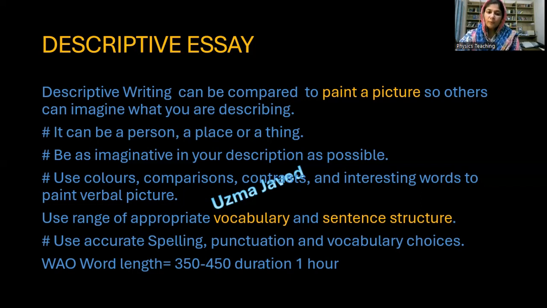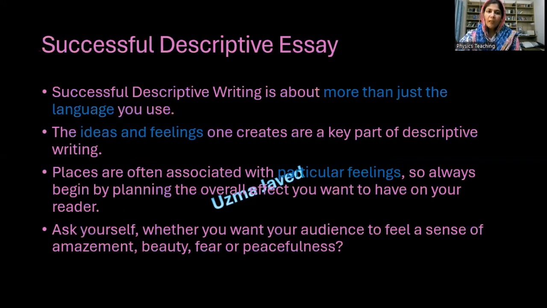Your spellings must be accurate. Your punctuation and vocabulary choices should be appropriate to the task. Word length requirements are the same as in the narrative essay, and the duration is also 60 minutes. So you have to plan and write accordingly, because enough time has been allocated to you to attempt even this type of essay. Now, what are the requisites? What are the steps to achieve success in writing a descriptive essay?